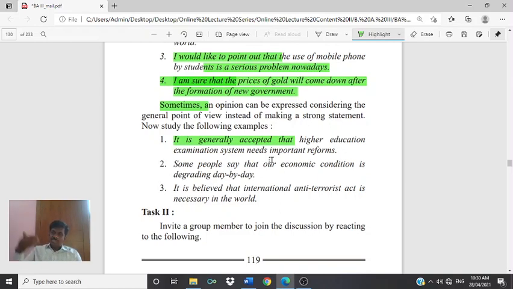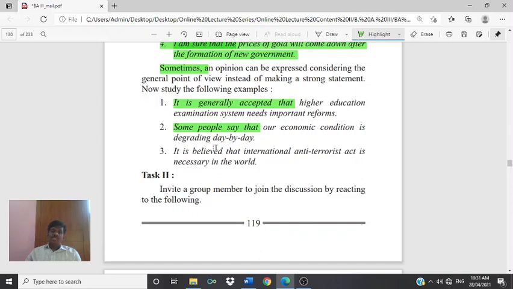These are not important reports, these are not examples, this is not a pilot study. I am not doing all these things. I am making a general statement that it is generally accepted by all. So this is not a strong opinion, but it is a common opinion that can face a negative perspective. Then some people say that, this is not my opinion, but some people say that our economic condition is degrading day by day.